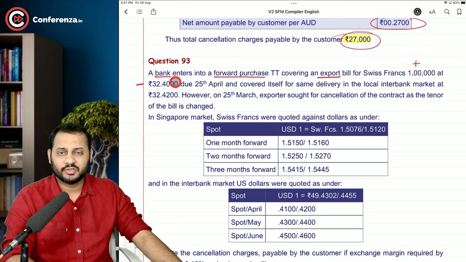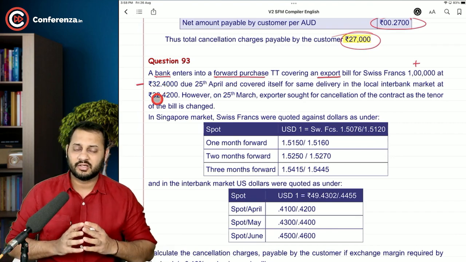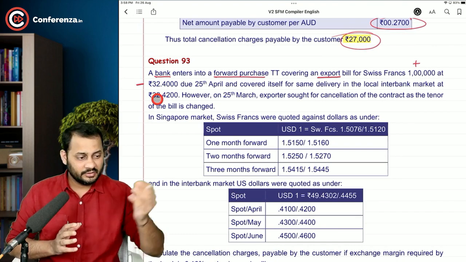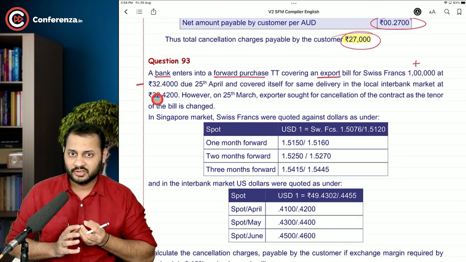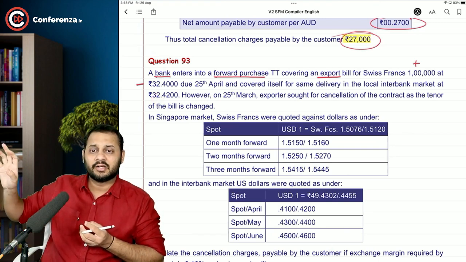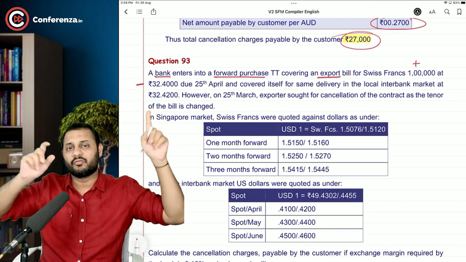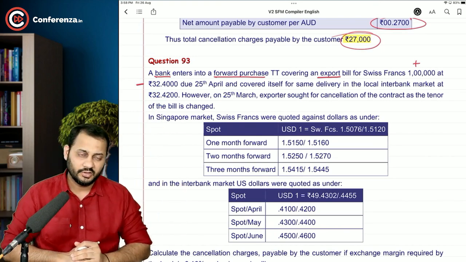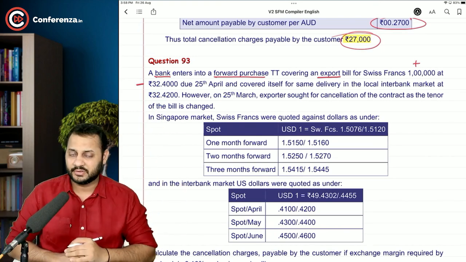Now what happens most of the time is, whenever the bank enters into a transaction with you, they do exactly the opposite in the interbank market. So they don't keep the Swiss franc with them. They will take the Swiss franc from you at 32.40 and they will sell it to the other bank at 32.42, keeping a profit of 0.02. So this is how the transactions happen.